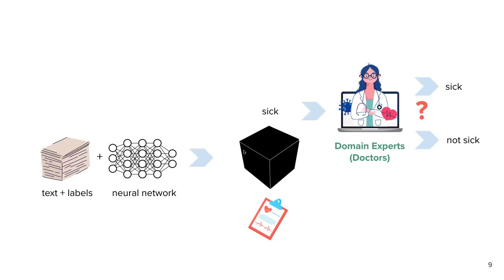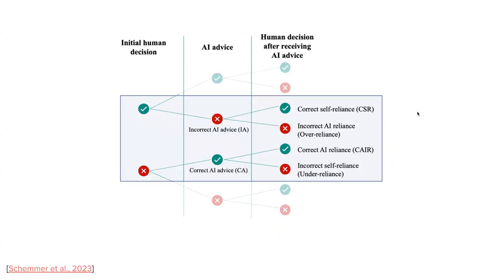We have an AI, a model that's trained on some data, and we have some domain expert, and this domain expert is collaborating with this AI to make a final prediction. Ideally, we would like the AI and the person to play off each other's strengths, so we want their complementary performance to be better than if they are acting solo. So that's the goal. Here we have an example of a doctor collaborating with an AI that makes a prediction of whether someone is sick or not, but eventually the doctor is the one that makes the final prediction.